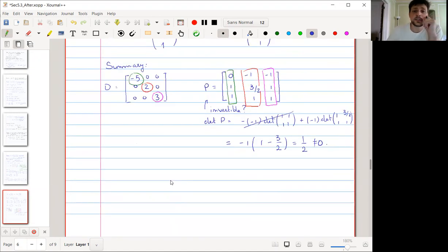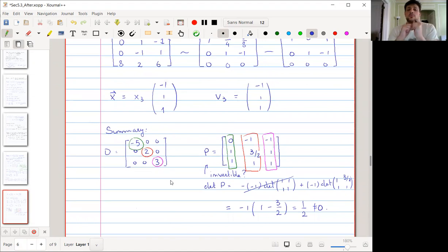Okay, let's stop here. And next time we'll think more about getting more detail about understanding when a matrix is invertible or not. We'll refine our latest result.